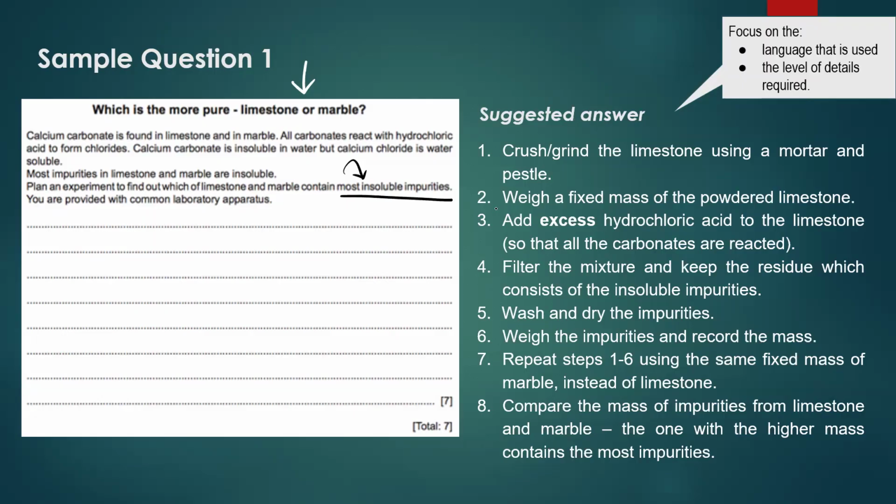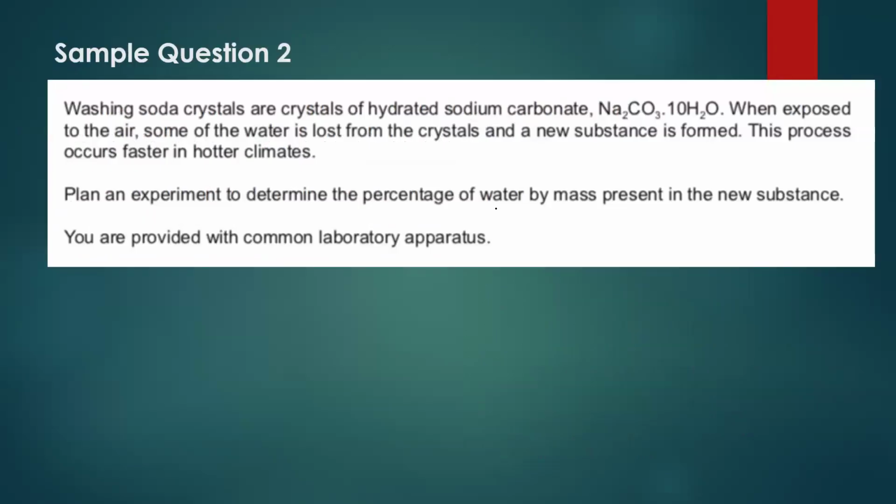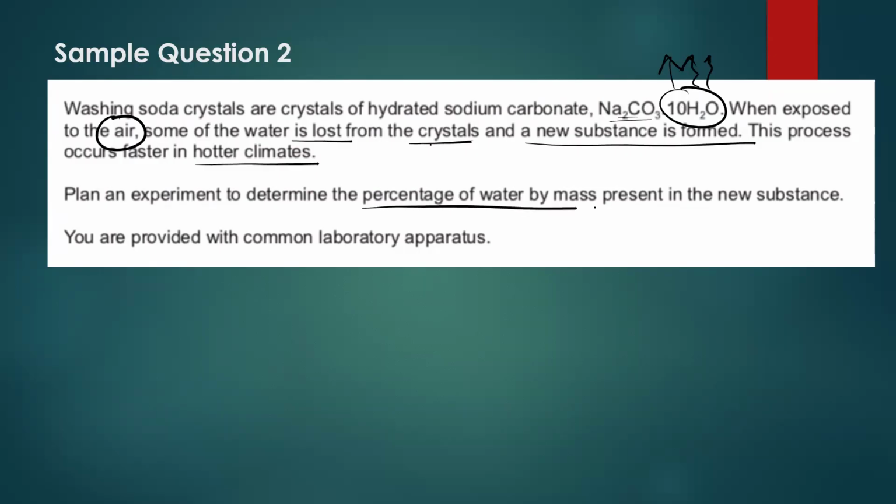Very brief, very precise. Next, washing soda crystals are crystals of hydrated sodium carbonate. When exposed to air, some of the water is lost from the crystals, and a new substance is formed. This process occurs faster in hotter climates. So from sodium carbonate crystals, the water of crystallization is lost due to heat, and sodium carbonate will be left. Plan an experiment to determine the percentage of water by mass present in the crystals, using standard laboratory apparatus. So how will you do it?